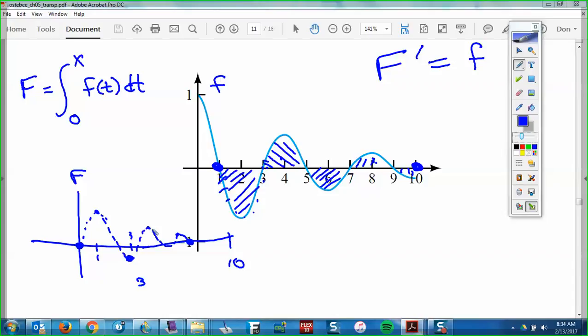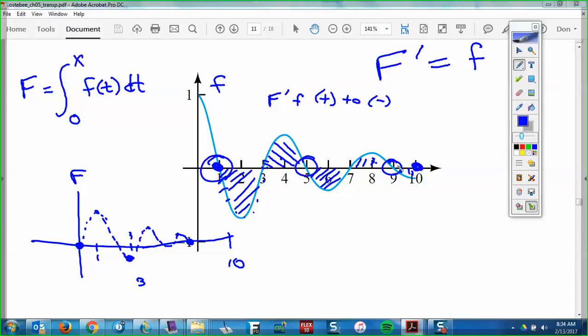Okay, local, yeah, 35 and 36, like you said, that's easy. Are there any local max? Does big F have local max? Yes, big F has local max when big F prime, or little f, changes from positive to negative. So there's a local max, there's a local max, there's a local max.